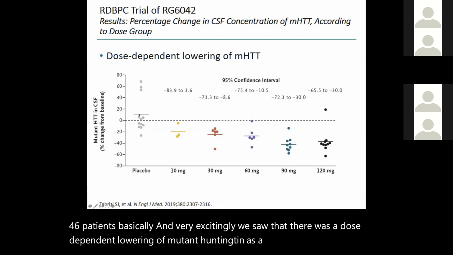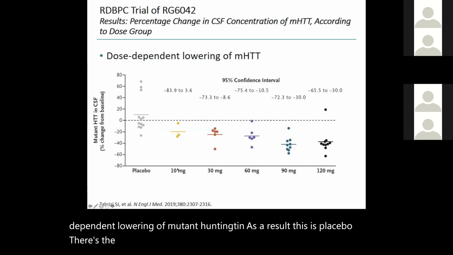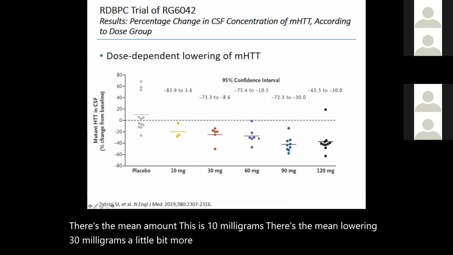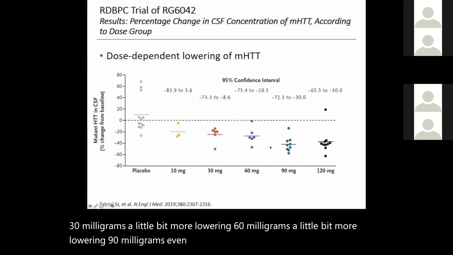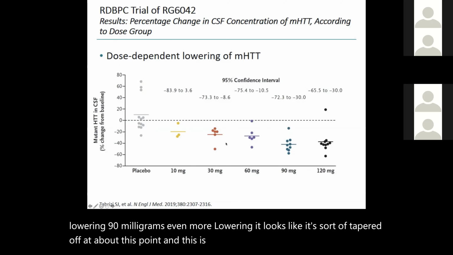This is placebo, there's the mean amount. This is 10 milligrams, there's the mean lowering. 30 milligrams, a little bit more lowering. 60 milligrams, a little bit more lowering. 90 milligrams, even more lowering. It looks like it tapered off at about this point. And this is data from Sarah Tabrizi's article in the New England Journal in 2019.